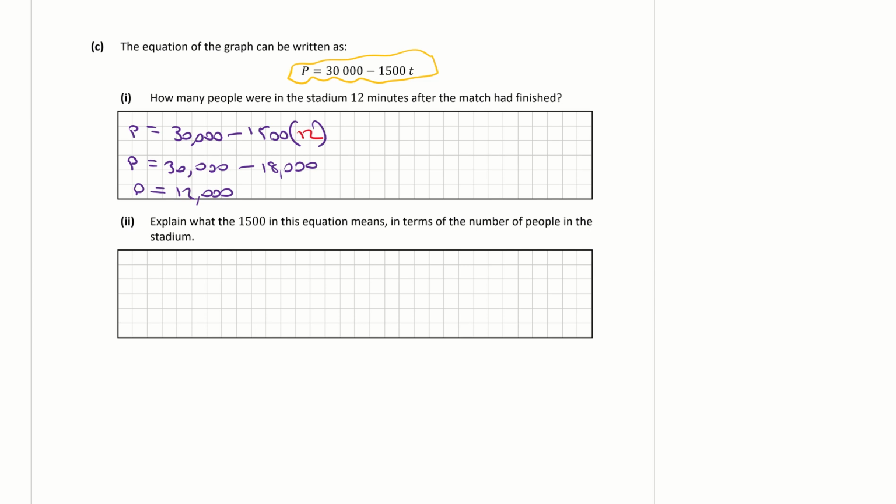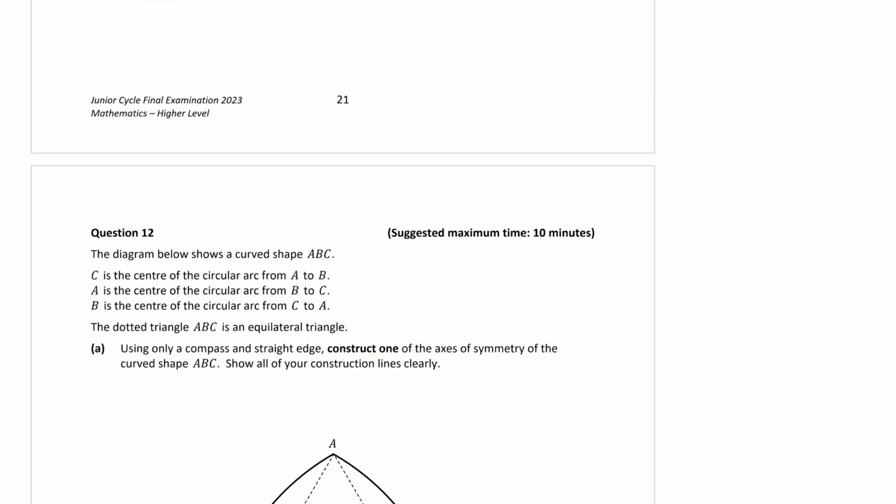Explain what the 1,500 in this equation means in terms of the number of people in the stadium. Well, the 1,500 basically represents the amount of people who leave the stadium per minute. That's what that's standing for. So 1,500 leave the stadium per minute. We should probably say after the match, not during the match. So per minute after the game. Okay, so that's what the 1,500 is representing here.